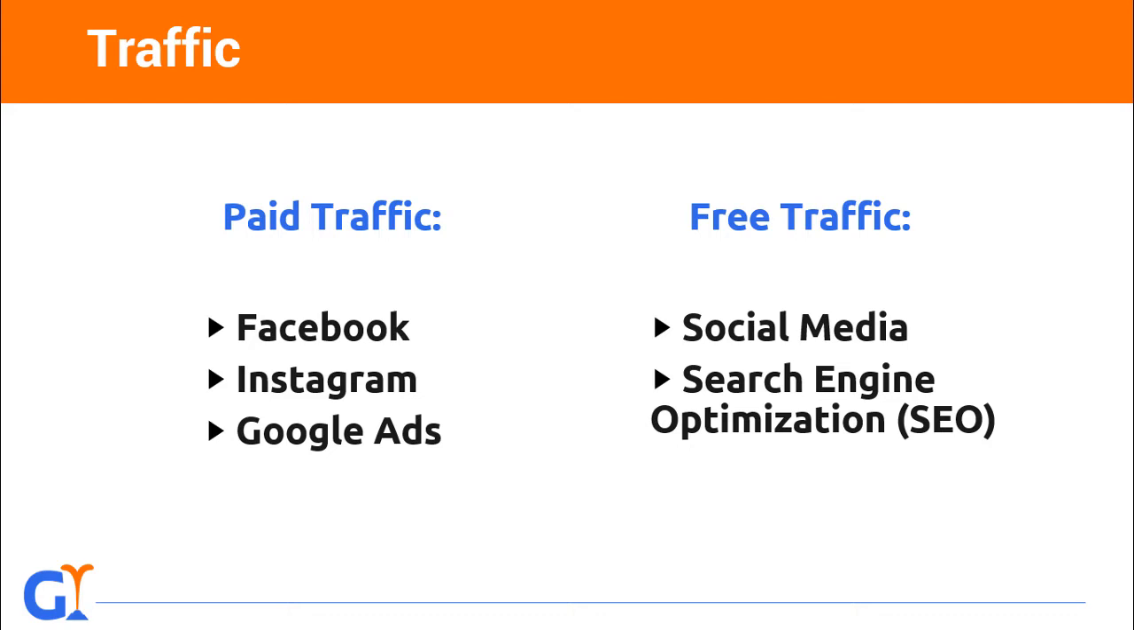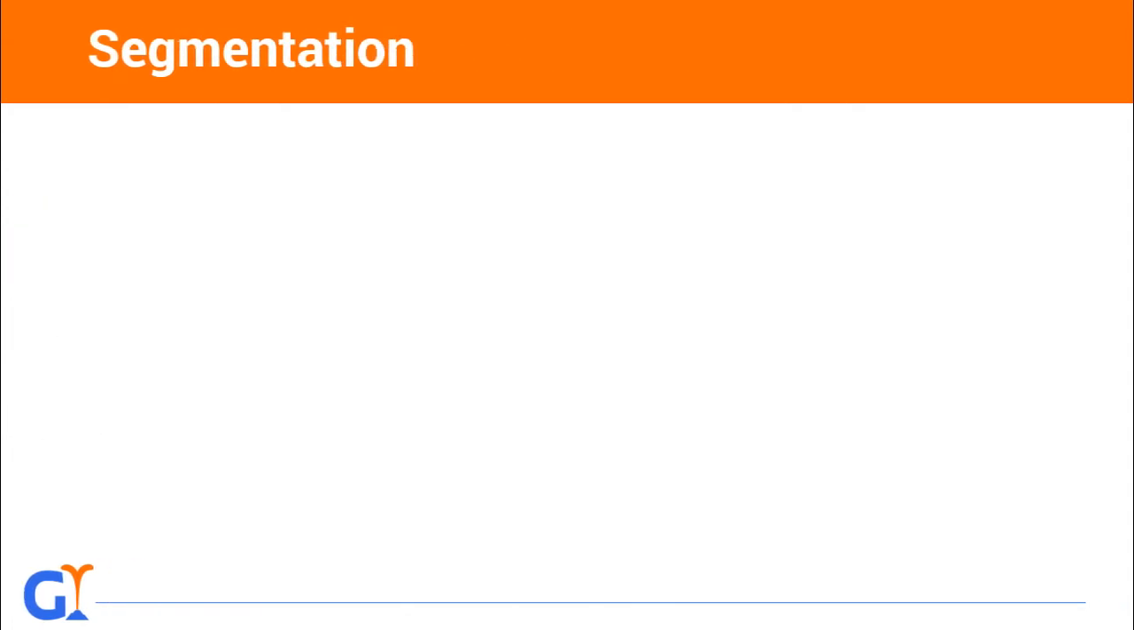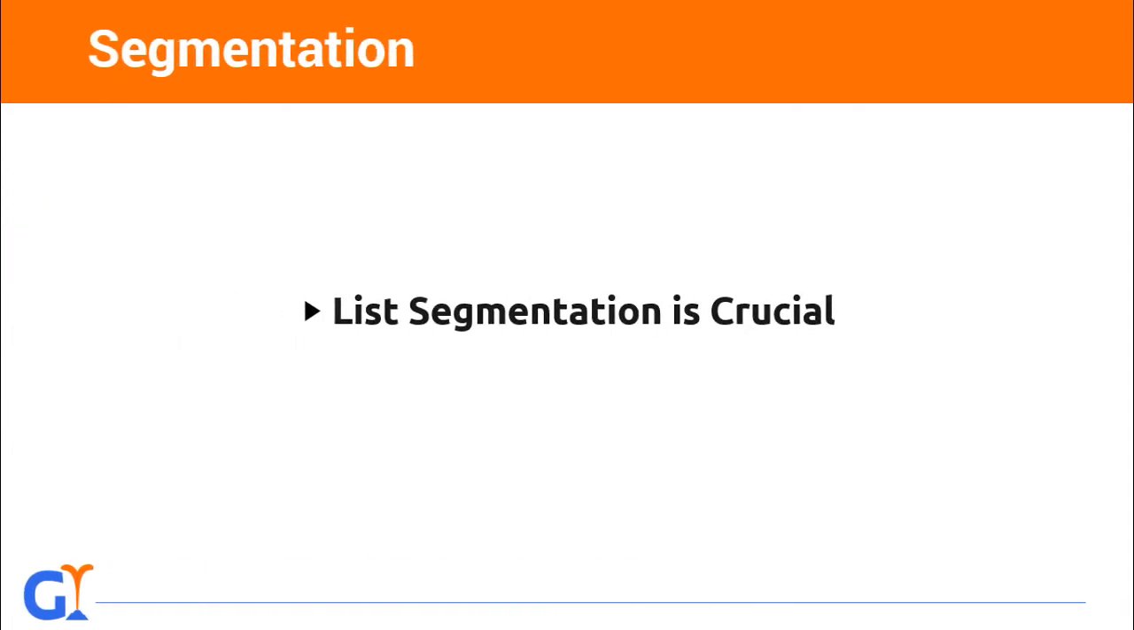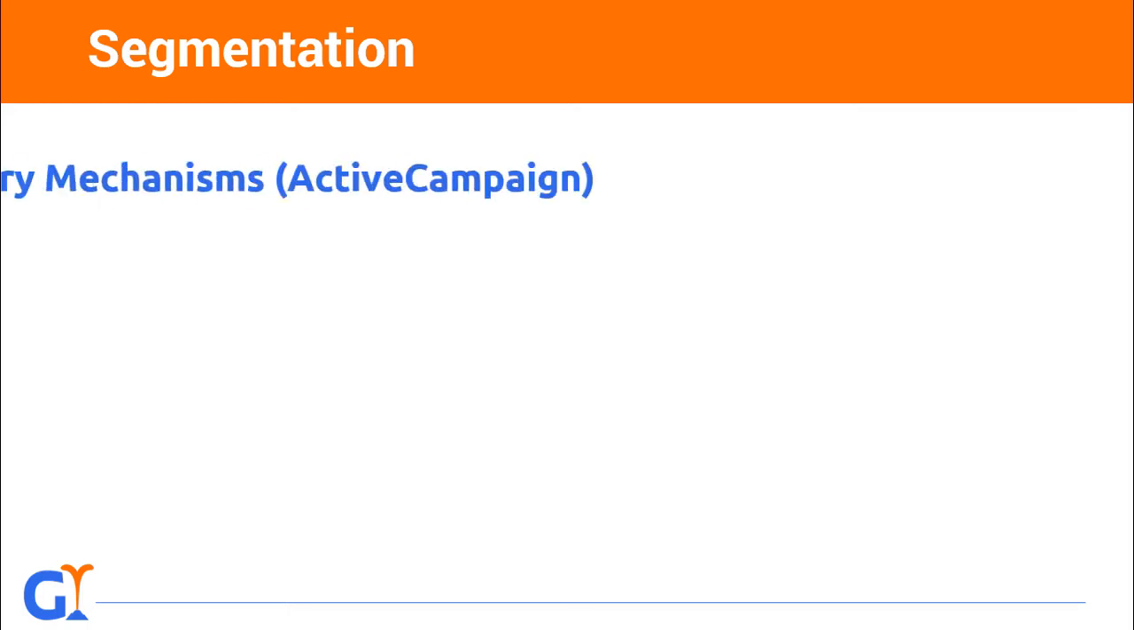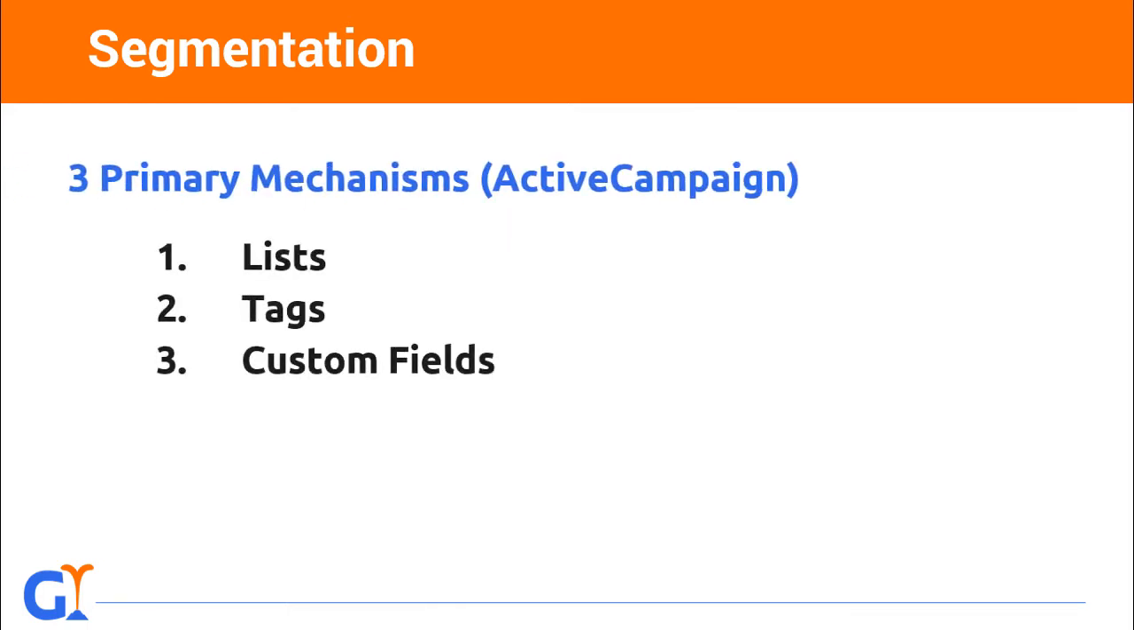Now that we've covered the basics about warm contacts and how you'll acquire those warm contacts, let's discuss segmenting your list. List segmentation is crucial to your success in email marketing. Every emailing software platform is a bit different. In ActiveCampaign, you can segment your contacts via three primary mechanisms: lists, tags, and custom fields. In ActiveCampaign, I prefer to use tags and custom fields to segment an audience.